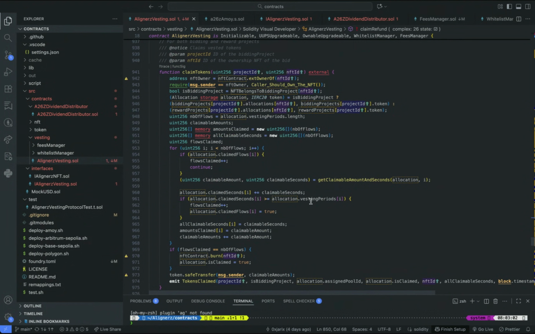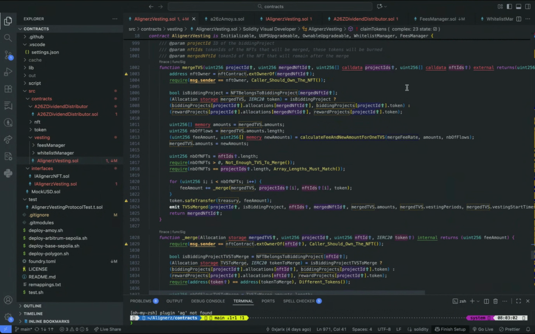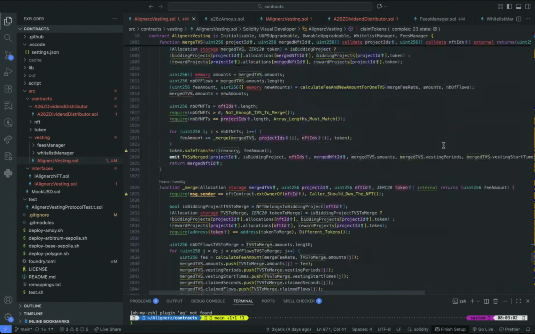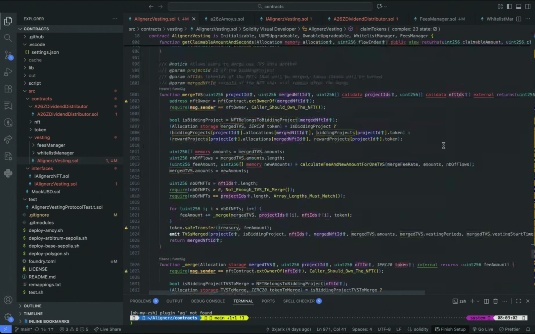So actually, split doesn't undo what merge does. When we are merging TVS, we are adding token flows one to another. If you realize that we are pushing to the array, we'll have several token flows under one TVS. So the token flows of TVS1, let's say, with token flow of TVS2, with token flow of TVS3. And it's important that these token flows remain the same: this vesting period with this amount, this vesting period with this amount, this vesting period with this amount.